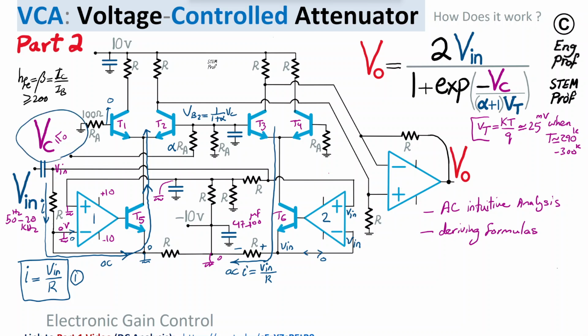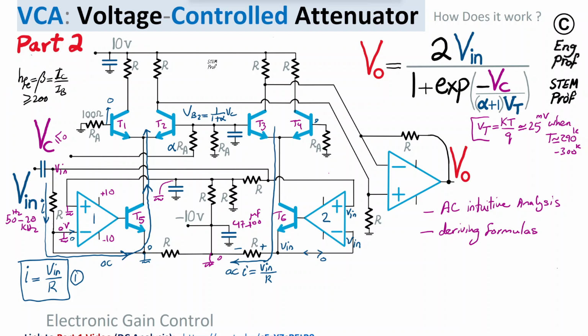When VC is 0, we have 0 volt at the base of T3 matching 0 volt at the base of T4, because the voltage drop across RA is nearly 0, because RA is very small, 100 ohm, and the current is already small. Note that, as mentioned in part 1, these transistors are small signal transistors, and they have large HFE, or current gain, or beta, which is the ratio of collector to base current of the BJT transistors, usually on the order of more than 200, sometimes 400 to even 500.